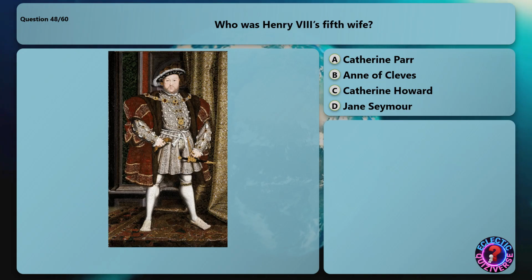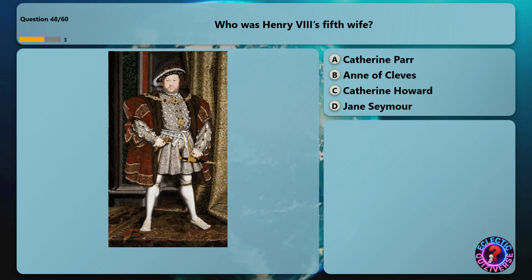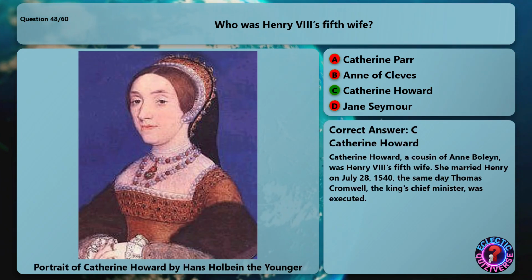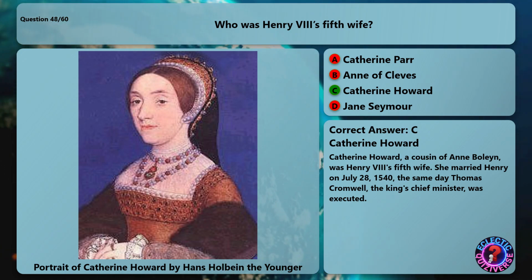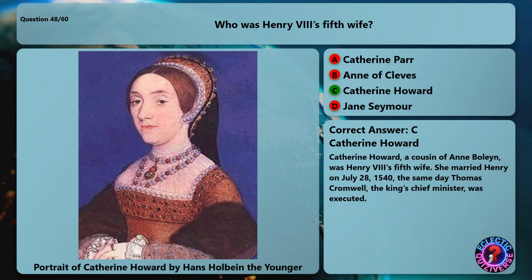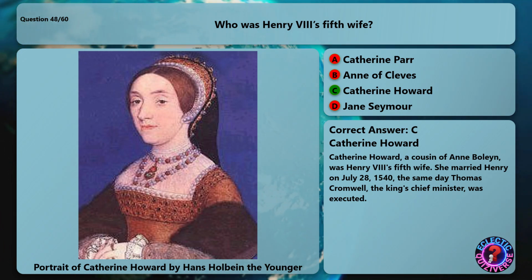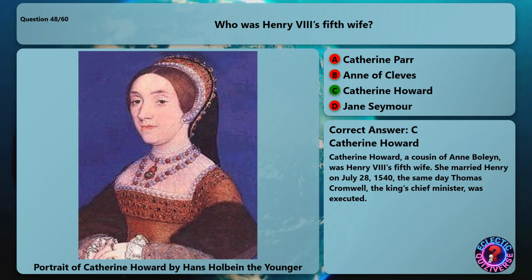Who was Henry VIII's fifth wife? The correct answer is Catherine Howard. Catherine Howard, a cousin of Anne Boleyn, was Henry VIII's fifth wife. She married Henry on July 28, 1540, the same day Thomas Cromwell, the king's chief minister, was executed.